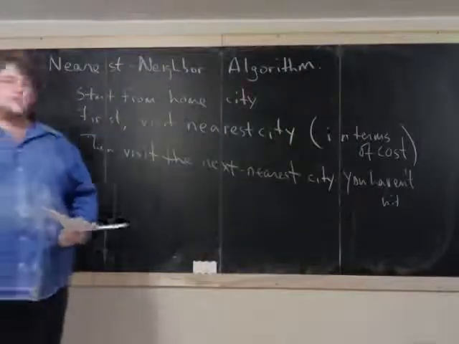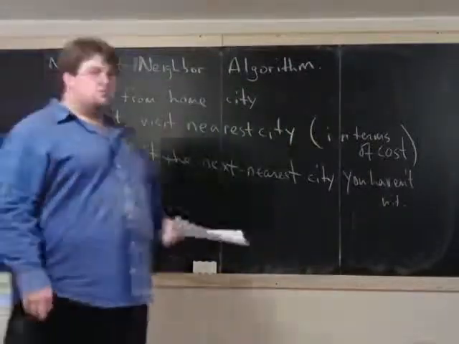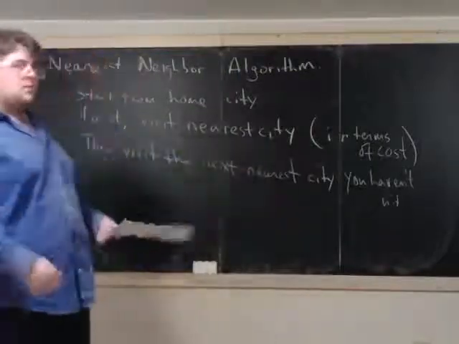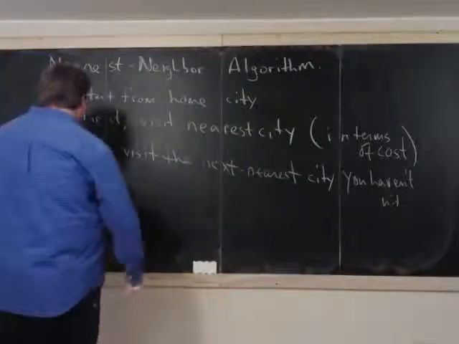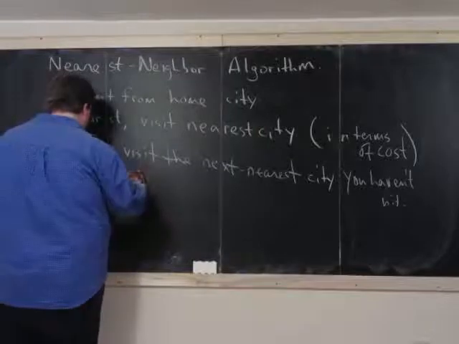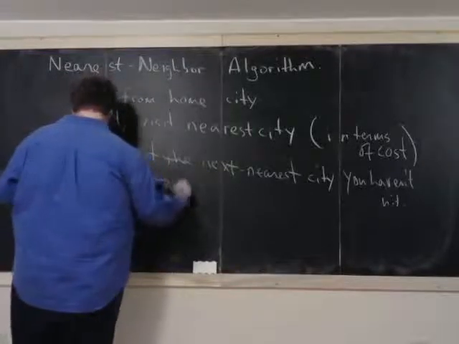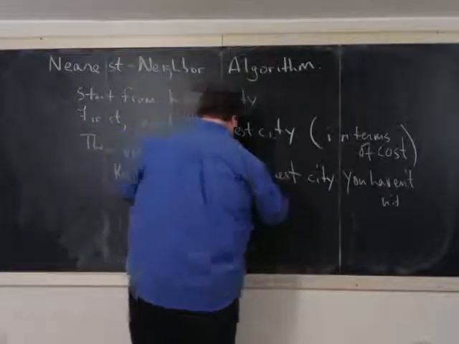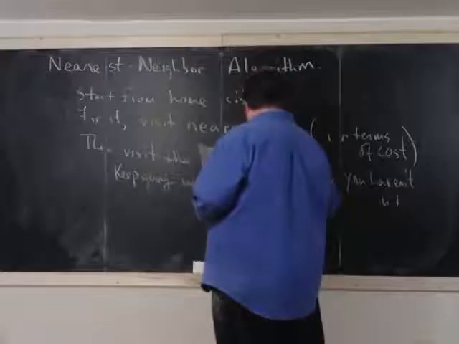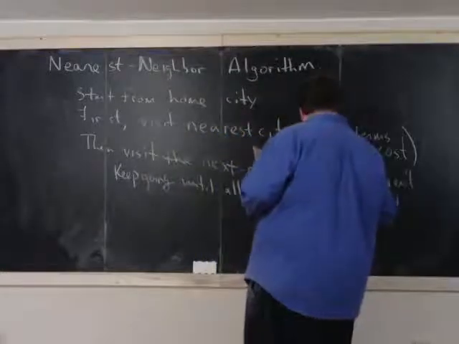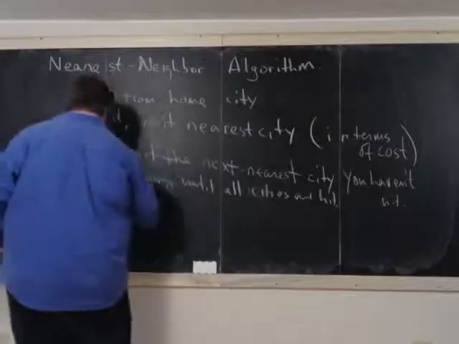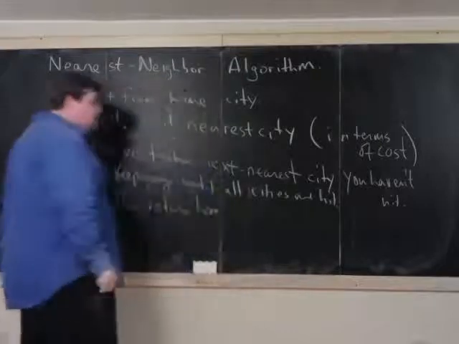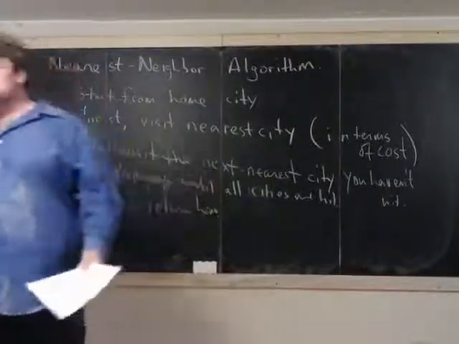Because remember, in the cycle you want to end at the same place. So once you keep doing this, you're going to hit every city, and once you hit every vertex, you just go back to the original. Remember, we have complete graphs, so we can do that. And so I'll just say, keep going until all vertices, I guess we're saying cities, all cities are hit, then return home. It's called nearest neighbor because you start somewhere and you go to the closest place.